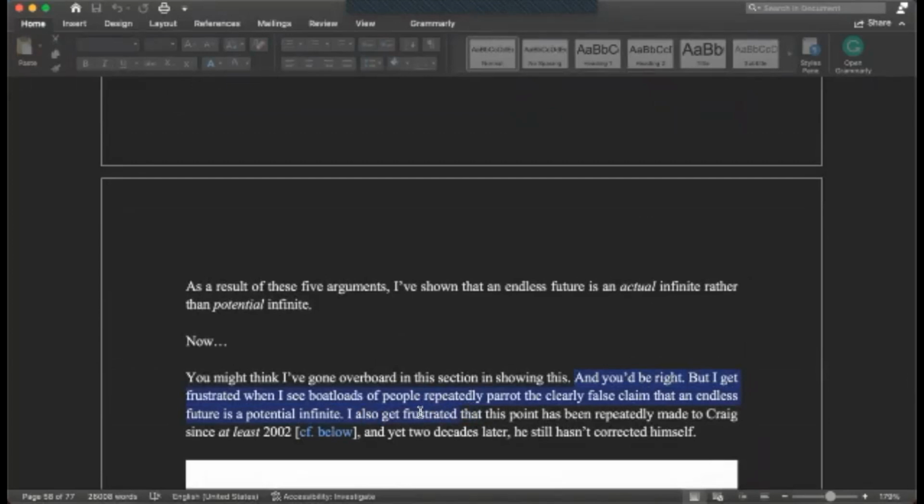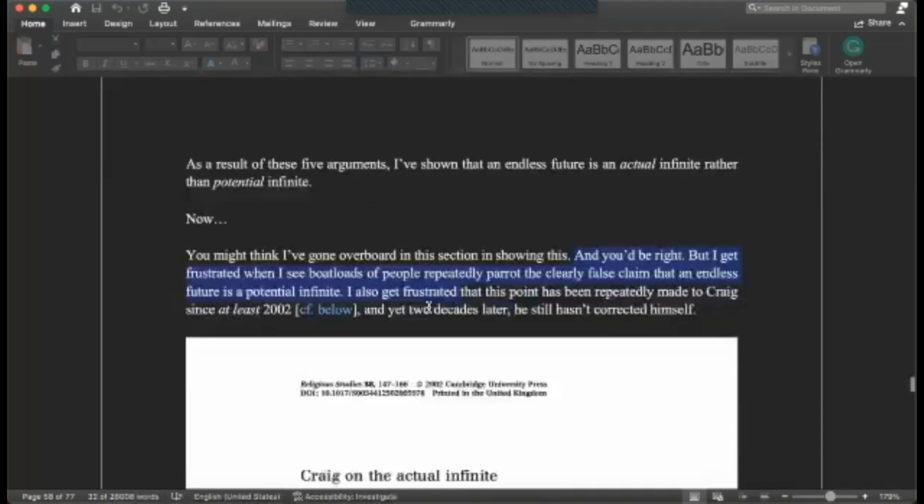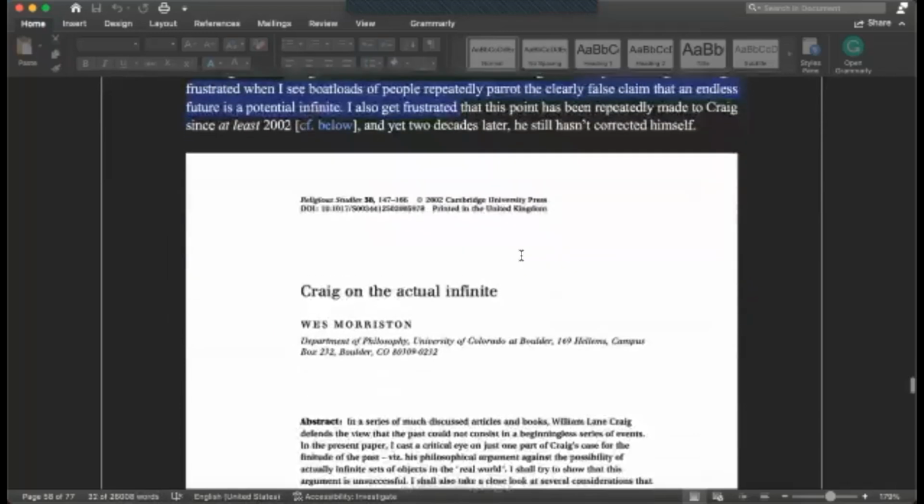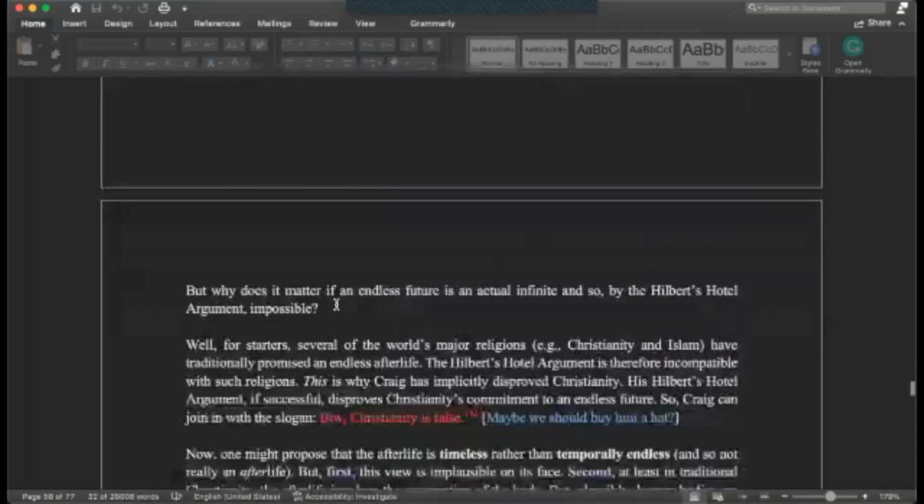I also get frustrated that this point has been repeatedly made to Craig since at least 2002, and yet 2 decades later, he still hasn't corrected himself. This is the paper where Wes Morriston originally made this point. But why does it matter, right?